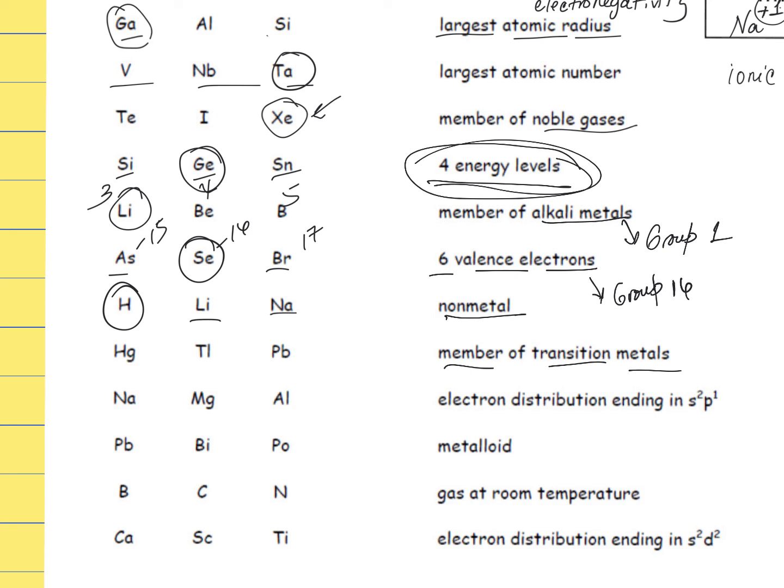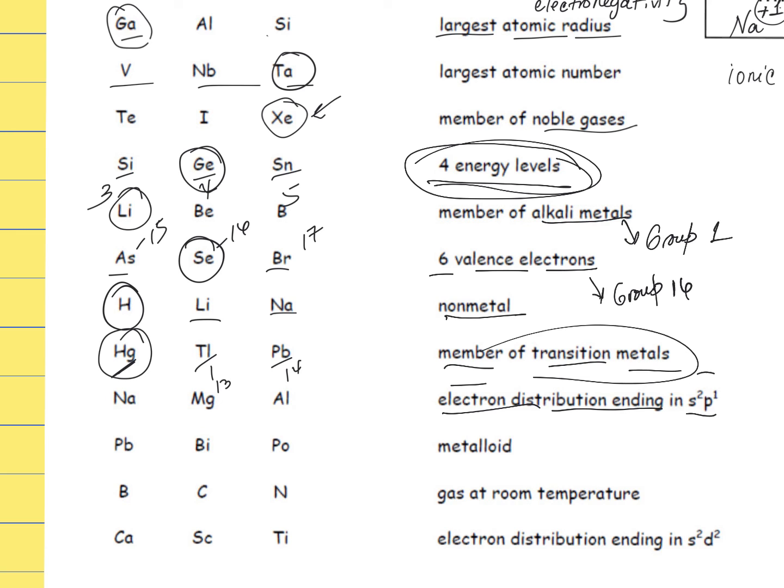Member of transition metals. Transition metals are the metals that are located in group 3 all the way through group 12. Okay? A ver, I have mercury that is in group 12. These two, this one is in group 13, and lead is in group 14. Okay, so the member of the transition metals is mercury, because the other two are located in the representative groups, group 13 and group 14. Just keep that in mind. Group 1 and 2 and 13 all the way through 18 elements are representative. Electron distribution, I love this part.